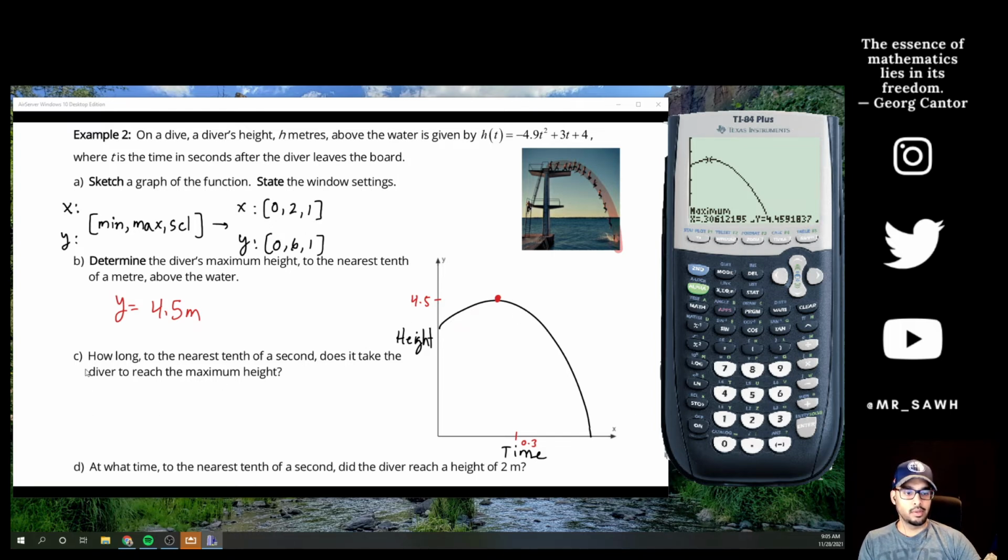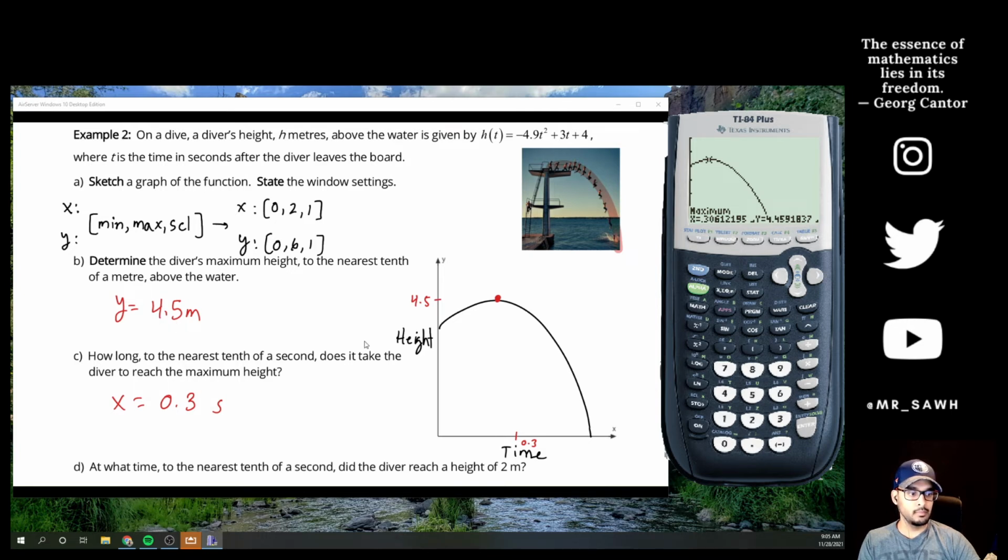So part C says, how long to the nearest tenth of a second does it take the diver to reach that maximum height? Well, I know x is time, so I just found the vertex. The time is the x coordinate of that vertex. So it takes 0.3 seconds for them to reach the maximum of 4.5 meters.